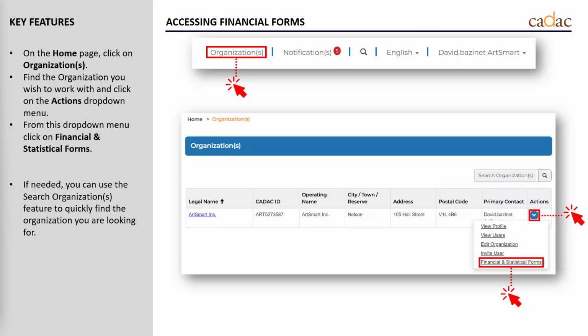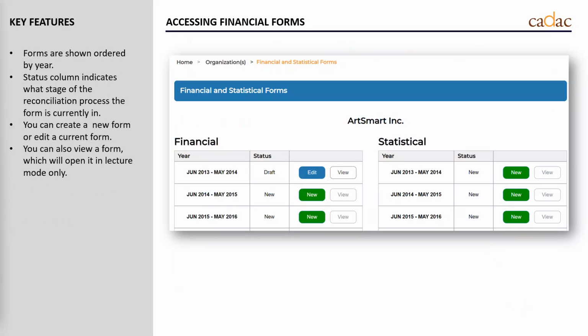So how do you access the financial forms? If you go on Organizations, just as usual, and you go in the Actions drop-down menu, this time you click on Financial and Statistical Forms, the last one on the list. Once you click there, you are able to see the financial form on one side and the statistical on the other side. The forms are shown ordered by year.